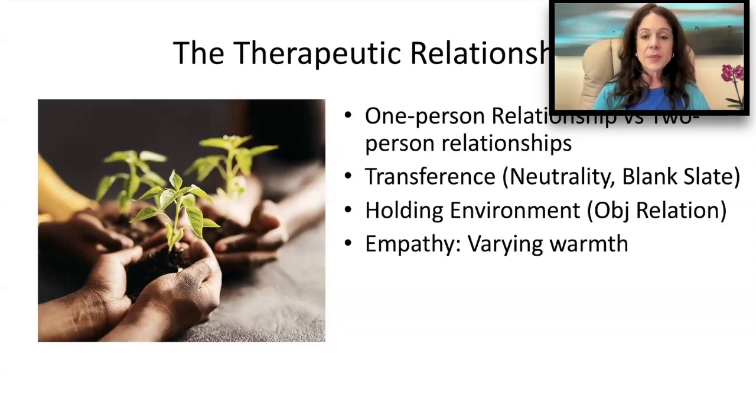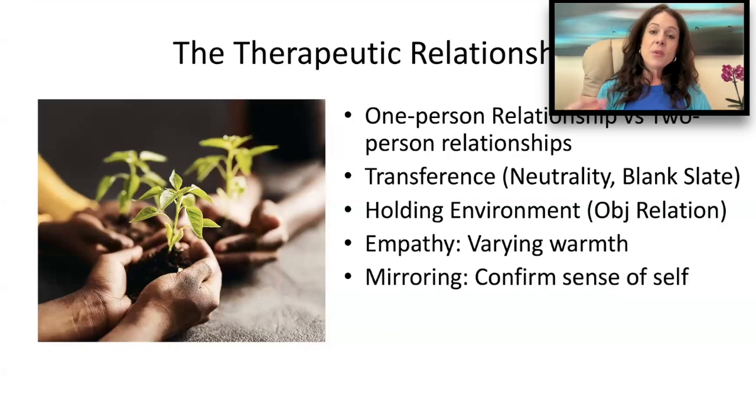Then we have mirroring. This comes from self-psychology, from Kohut, but it's in the therapeutic relationship. You are confirming the client's sense of self. So there is this reflecting back of the client's sense of who they are, and you become a mirror so that they can see who they are, to see their sense of self, but it's very confirming. May not always use the term validating for that, but confirming of the sense of self.